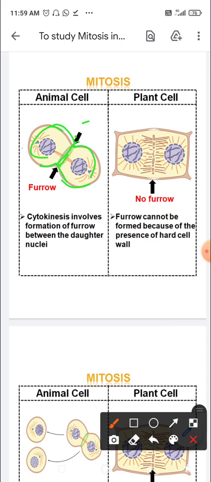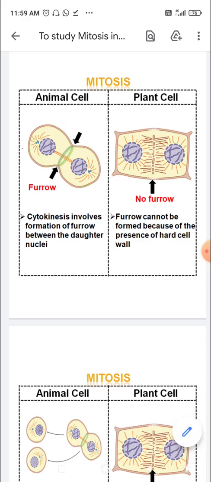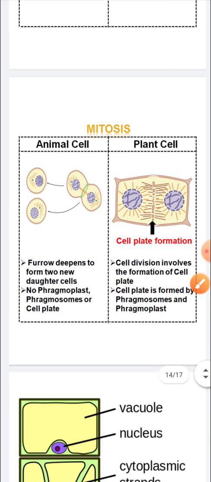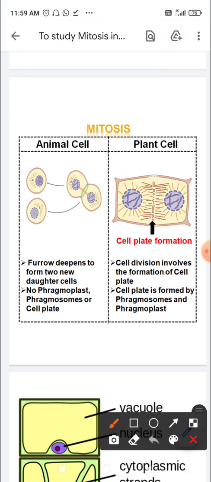Whereas in plant cells, furrow cannot be formed because of the presence of hard cell wall. So here this part is very hard, so this will not deepen. So furrow will not be formed. So if furrow is not formed, then what happens? Then there is a cell plate formation that starts taking place in plant cells. So cell division involves the formation of cell plate in plant cells and furrow deepens in animal cells.